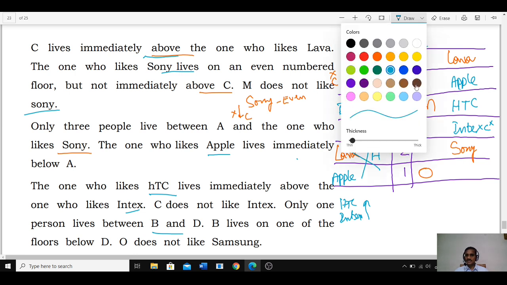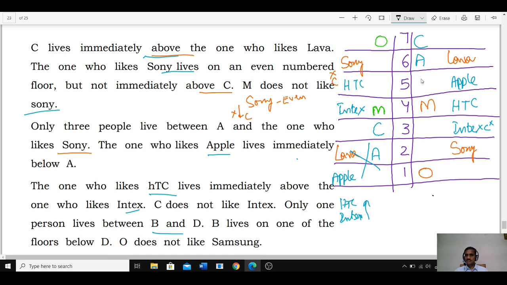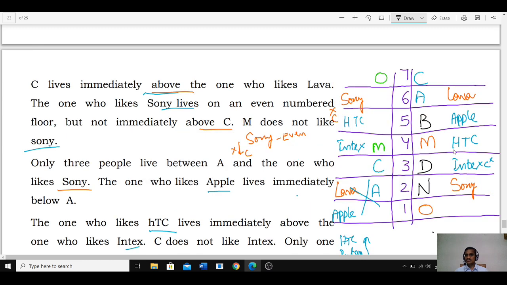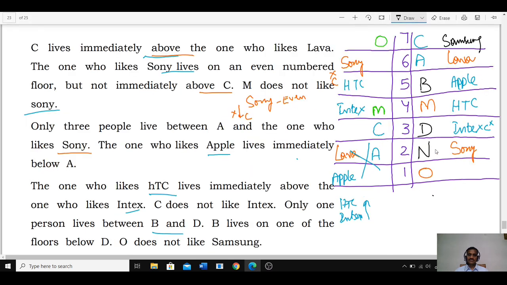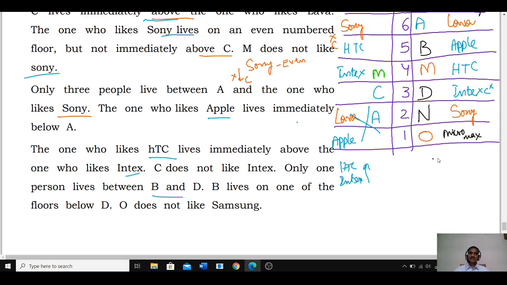Now we are left with only this case. In this case, one person between B and D, B lives on one of the floors above D. B and D, if this is B then this must be D. One person between B and D, B is up. A, B, C, D, M, N and O. Hence N must be at this place. Then O does not like Samsung. Samsung is ruled out for O, hence C is Samsung. As C is Samsung, what is the other thing left over here? Micromax. This O likes Micromax.